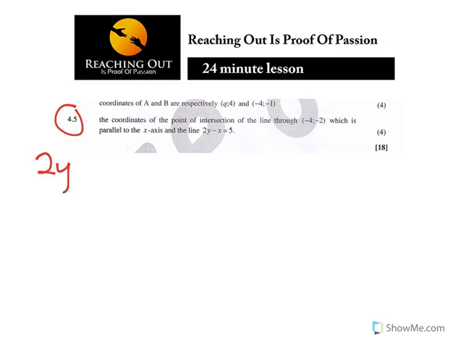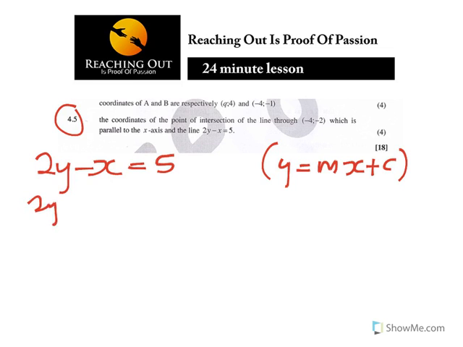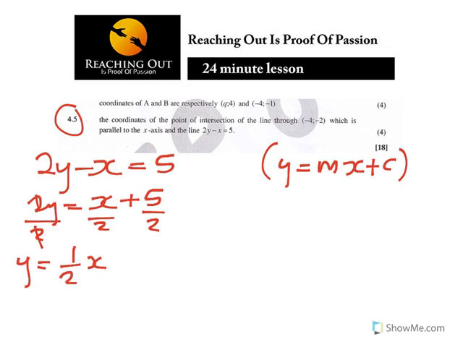Just to write it and simplify it, because they didn't give it in gradient-intercept form, remember, which is y is equal to mx plus c. It is always encouraged to give your answer in that version. So you've got 2y is equal to x plus 5, divide everything by 2. So you've got, it will cancel now, y is equal to half x plus 5/2. We will leave that for now.